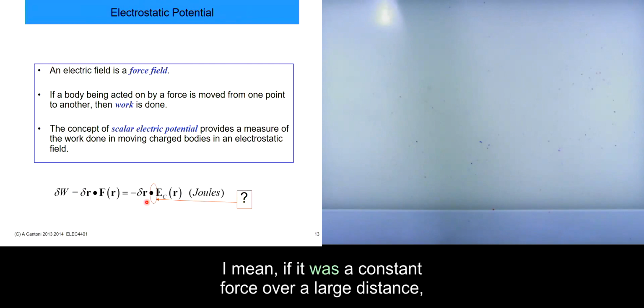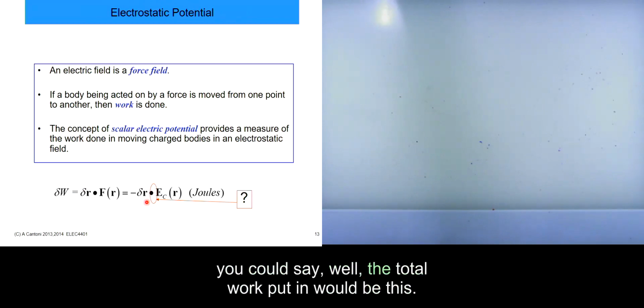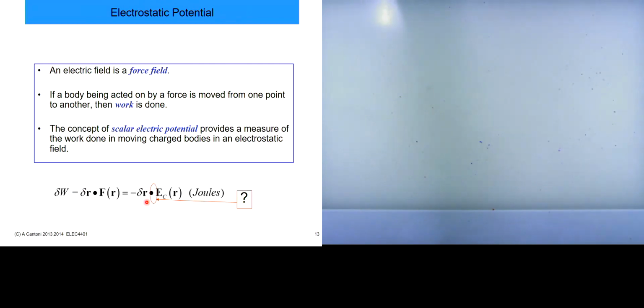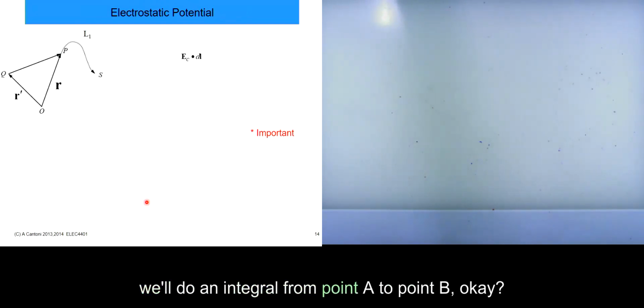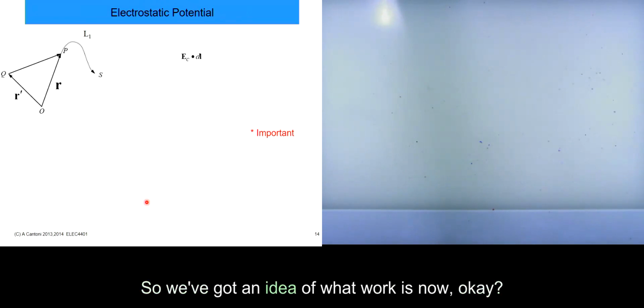If it was a constant force over a large distance, you could say the total work put in would be this. But obviously later these will be involved in integral equations. So to get the total work, we'll do an integral from point A to point B. So we've got an idea of what work is now.